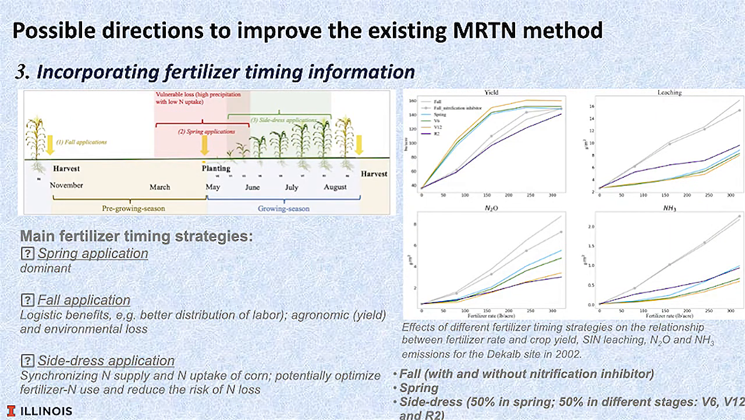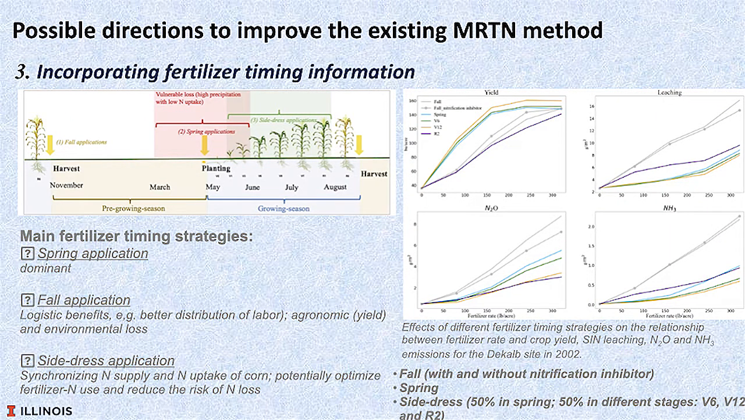Then the point is, is it possible to include some of this information into the model or into the MRTN solutions? Again, I think this is just the ideal situation. We still need to find a way to easily incorporate this type of information. This is a pretty interesting one.